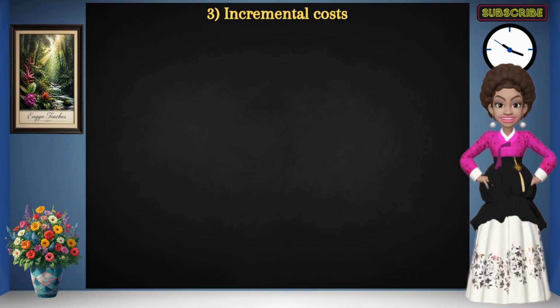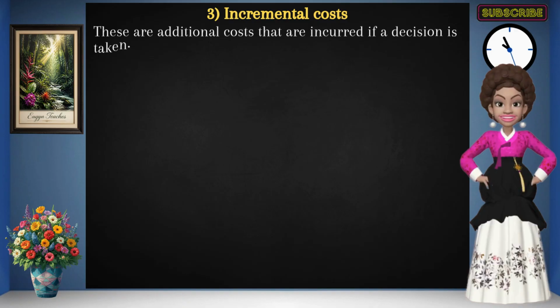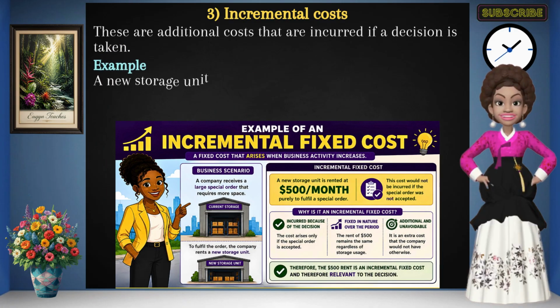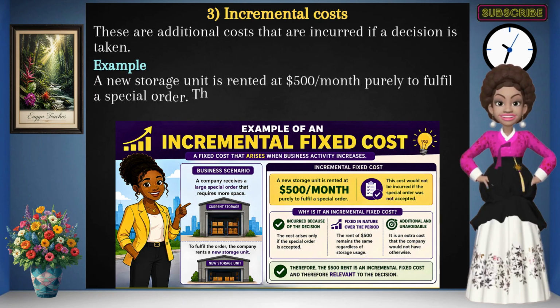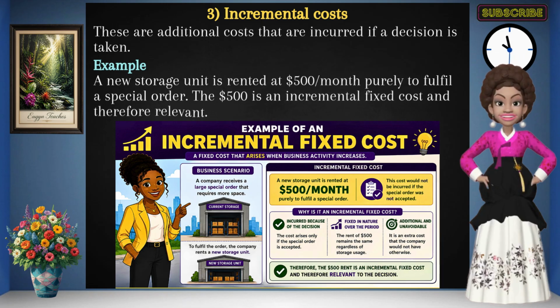3. Incremental costs. These are additional costs that are incurred if a decision is taken. Example, a new storage unit is rented at $500 per month purely to fulfill a special order. The $500 is an incremental fixed cost and therefore relevant.